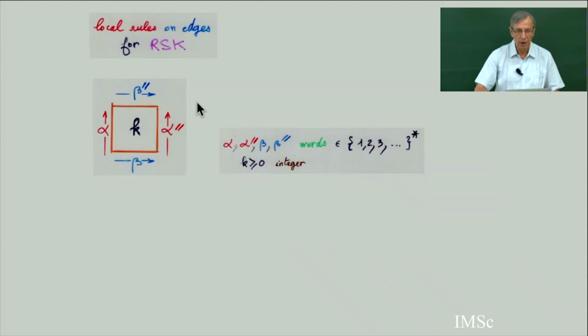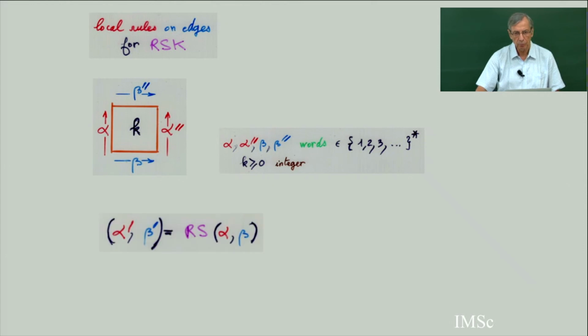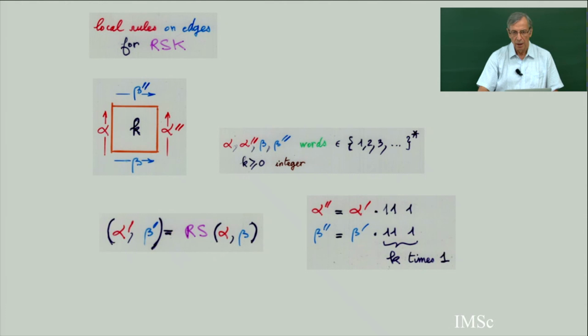Now, if you have a cell of the matrix with k points, the value is k, so you can define the rewriting rule for the general Knuth correspondence. This will give you two words, alpha double prime, beta double prime. First, I take the RSK product of alpha and beta, and then I define alpha double prime, beta double prime to be this RSK product, concatenated with a number of 1, which is exactly k times if there is a value k in the permutation.